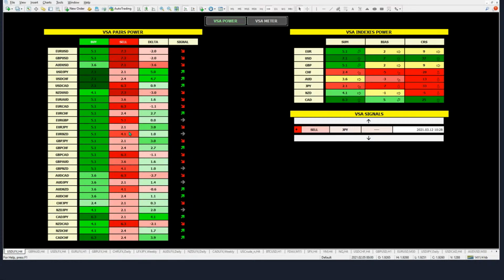Then can you see the Euro Japanese yen in a buy, pound Japanese yen in a buy, Australian USD, Australian Canadian also in a sell, New Zealand Canadian. So it's going to give you what's going on right now. So you combine this one, and then you go to the chart itself.